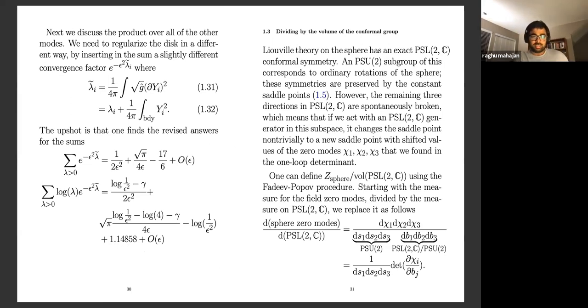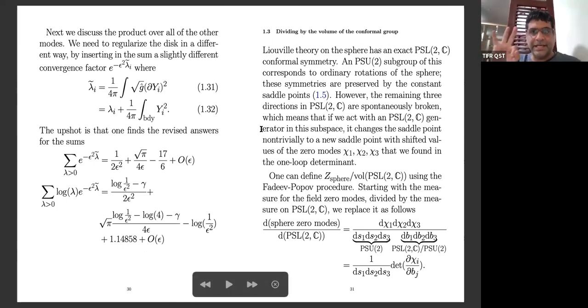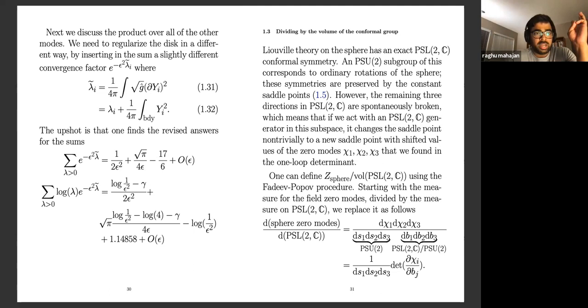So anyway, yeah. Okay, so then we come to, just to make sure, the total number of zero modes is 3 in the end, right? For the sphere, it's 3. Yes. And for the disk, it's 2. Okay, thank you. Yeah.